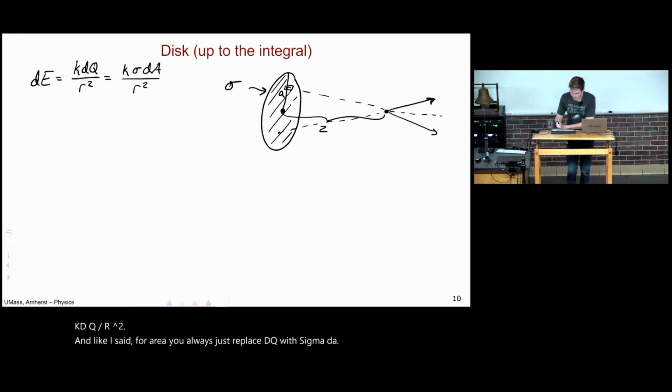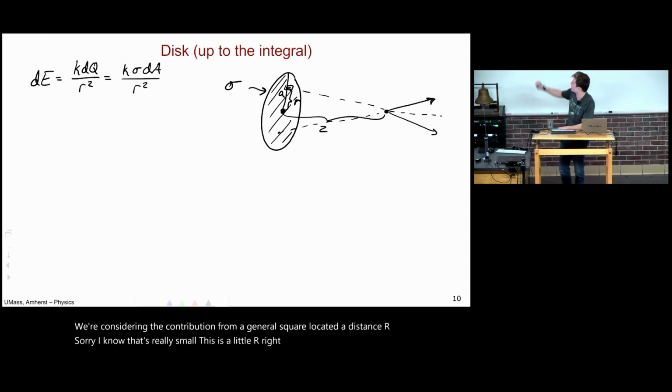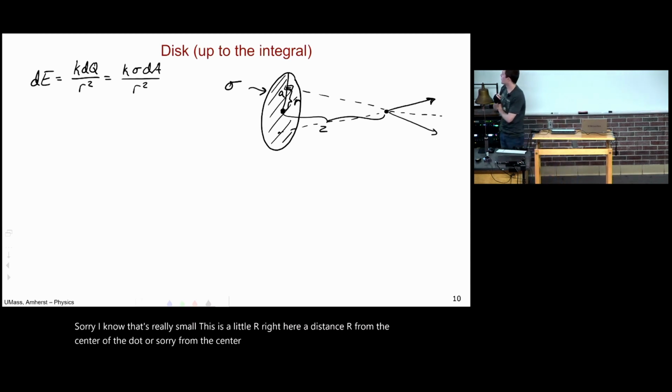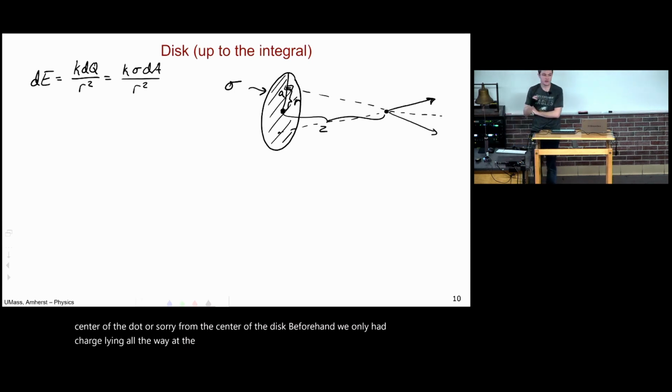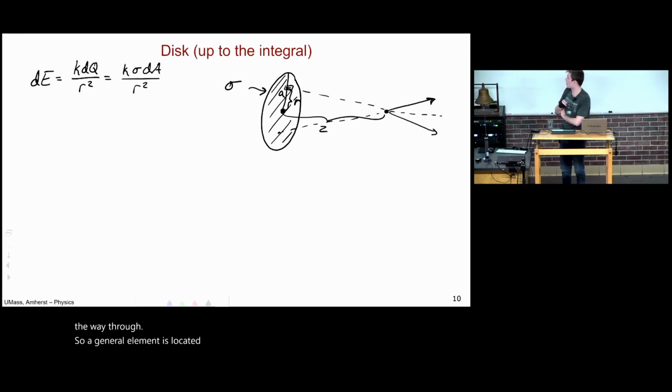Okay. Now, we're considering the contribution from a general square located a distance r. Sorry, I know that's really small. This is a little r right here, a distance r from the center of the disk. Beforehand, we only had charge lying all the way at the edge, but now you have charge distributed all the way through. So a general element is located at distance r from the center.